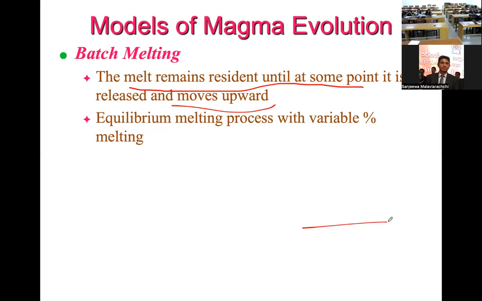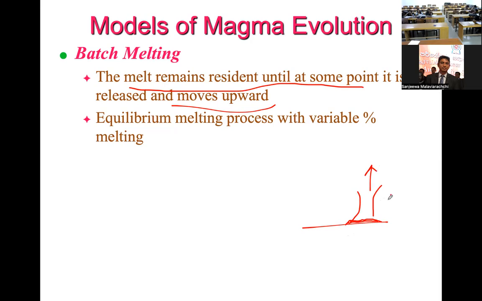That means melting is taking place at depth, but the melt remains within the system. The formed melt remains within the system without escaping, right? But later on, once it has accumulated, it goes out as a batch. Okay, so this is batch melting.